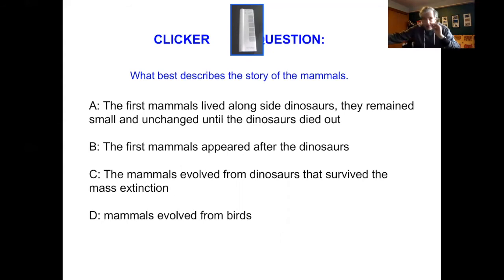Okay, let's see. Well, the correct answer to this one is A. So yeah, the first mammals lived alongside the dinosaurs. Remember, they were these little tiny shrews. They remained small and unchanged until the time at which the dinosaurs died out.